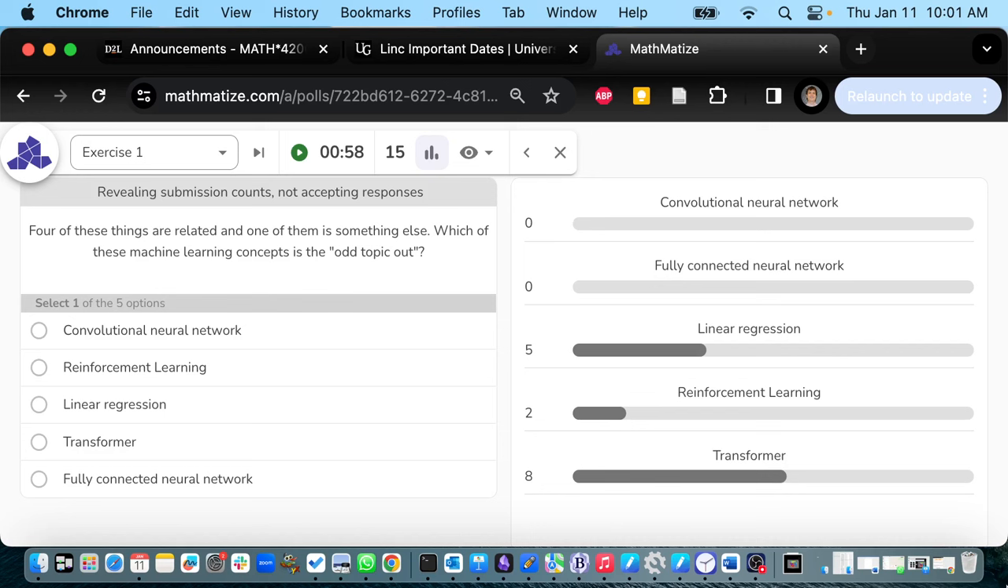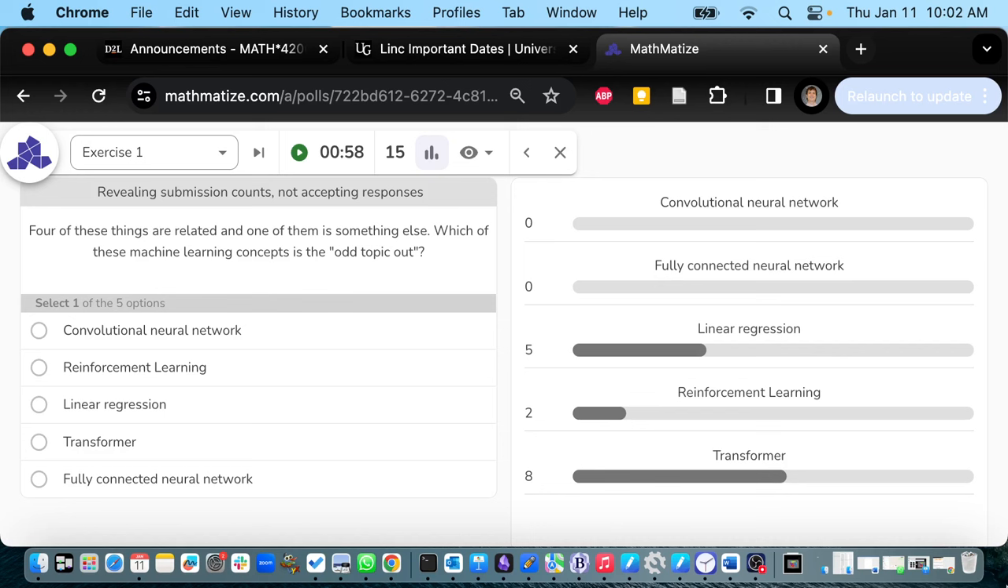Of these five topics, 8 people said transformer is the odd one out. 5 people said linear regression is the odd one out. 2 people said reinforcement learning is the odd one out. 0 people said convolutional network, and 0 people said fully connected. Maybe these two are very similar, so one of them can't be the odd one out, because they're like a group. The majority of people do not have it right.